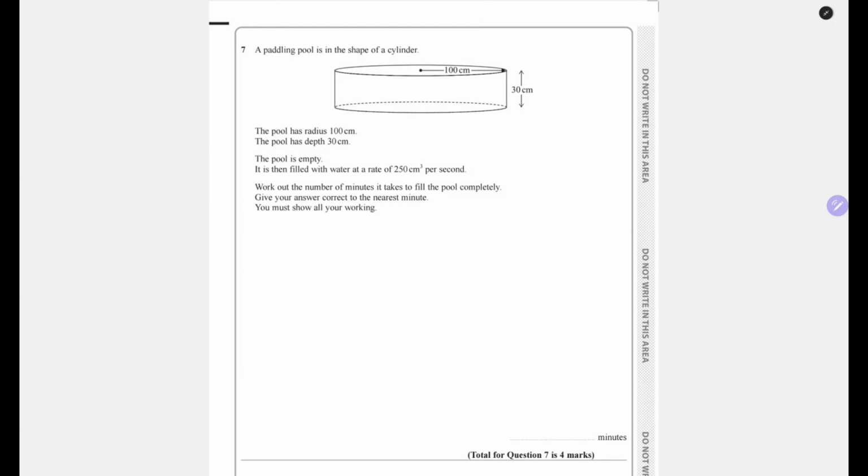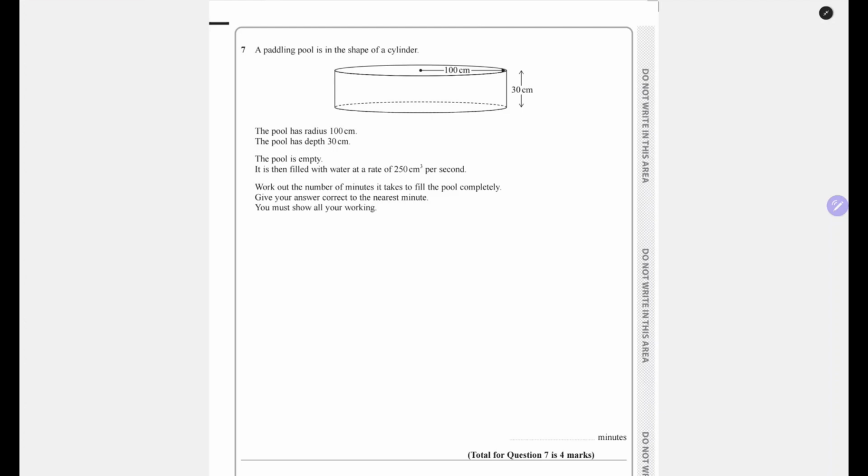Question 7 says, a paddling pool is in the shape of a cylinder. The pool has radius 100 centimeters and depth 30 centimeters. The pool is empty. It is then filled with water at a rate of 250 centimeters cubed per second. Work out the number of minutes it takes to fill the pool completely. Give your answer correct to the nearest minute. You must show all of your working.